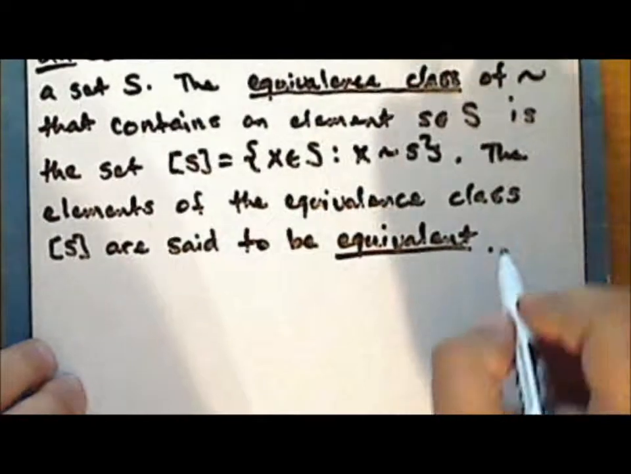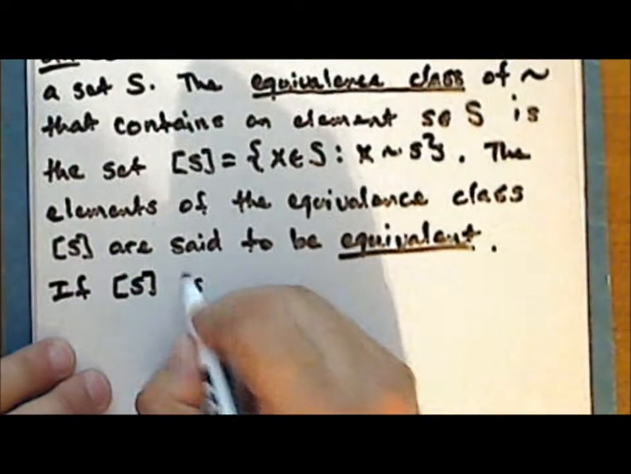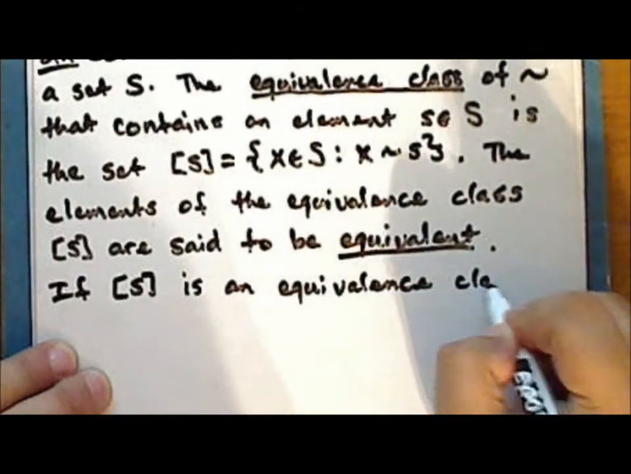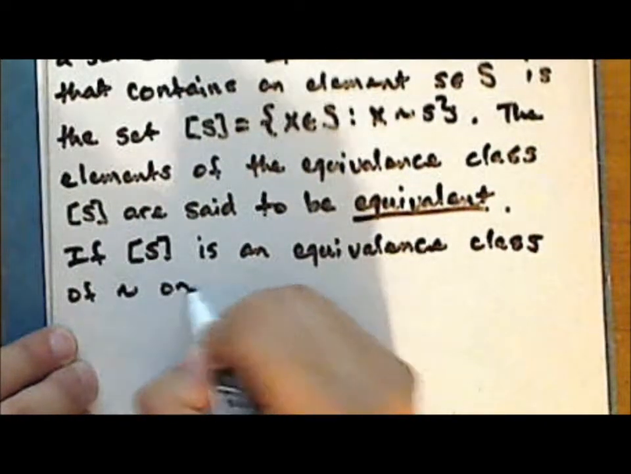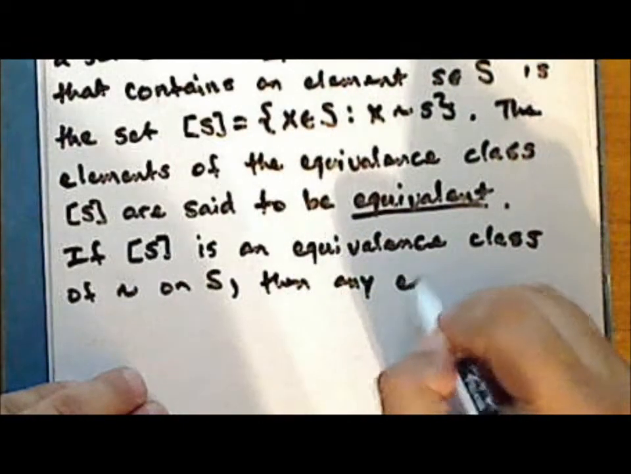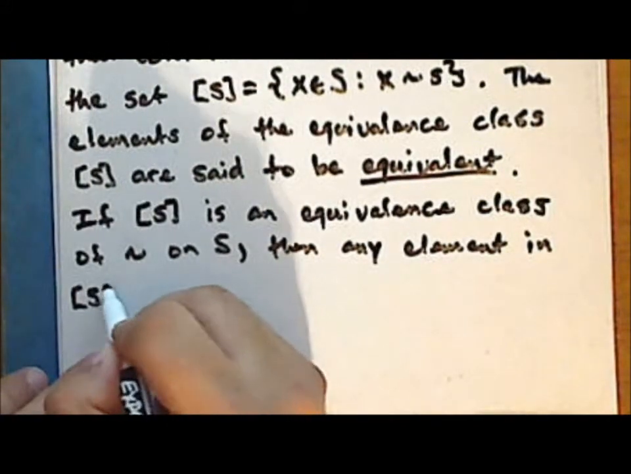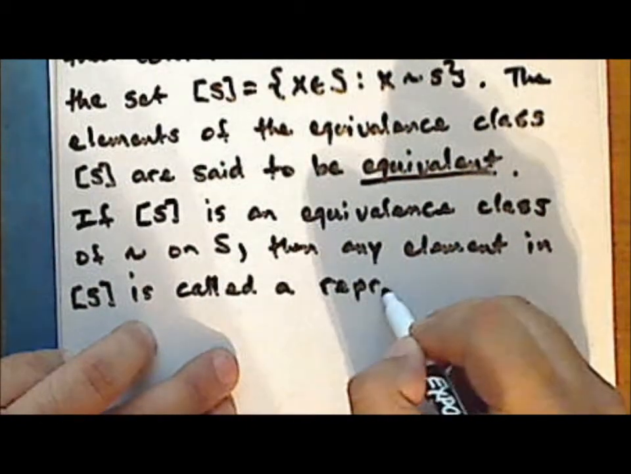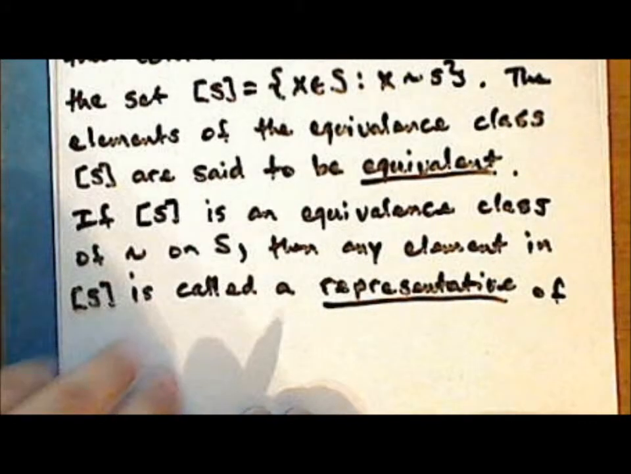Or stated slightly in a different way, if bracket S is an equivalence class of the relation on a set S, then any element in the equivalence class, bracket S, is called a representative of the equivalence class.